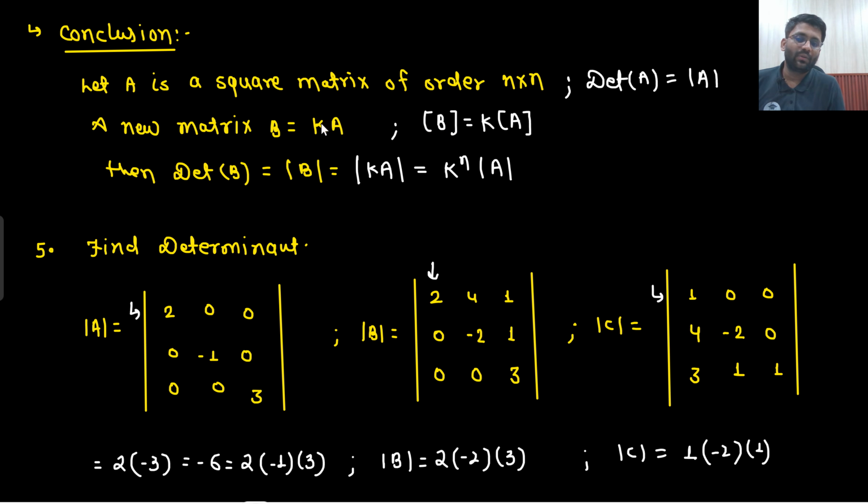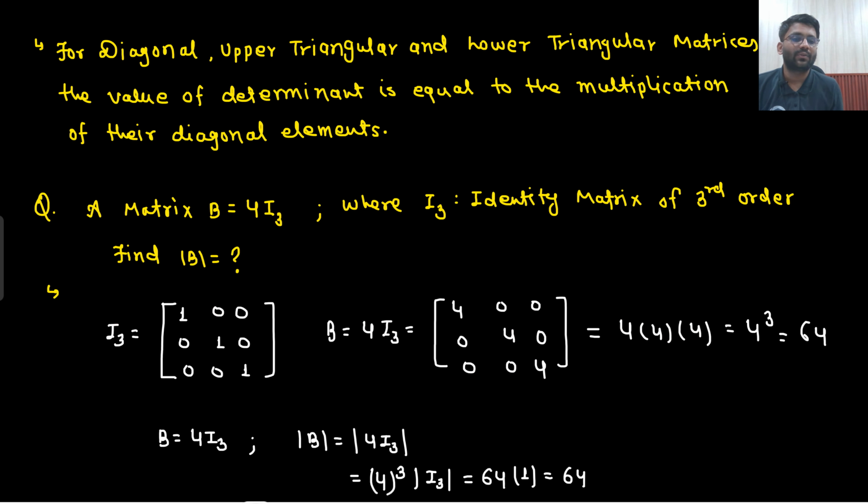Then we understood how to take the constant out of a determinant value. Here I took out the constant. How will I take it out? As k to the power n, where n is the order of matrix A. Matrix A is of order n cross n, so it will come out as k to the power n. You can find the determinant of A, determinant of B, and determinant of C. Then what property did we see? We saw that the determinant of a diagonal matrix, upper triangular matrix or lower triangular matrix is equal to the multiplication of their diagonal elements.